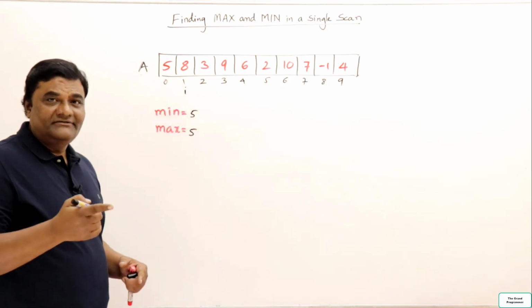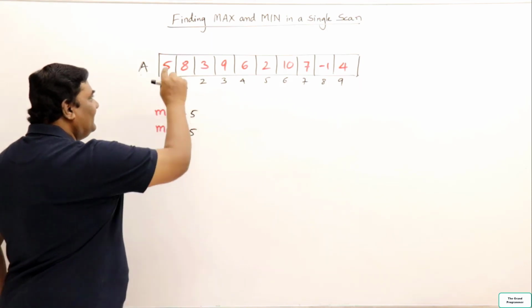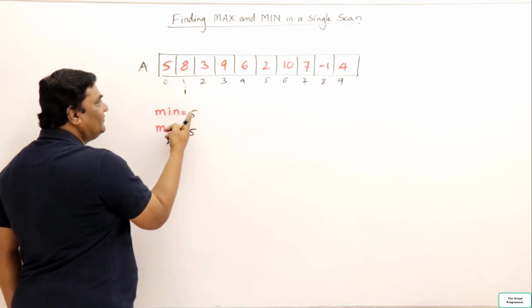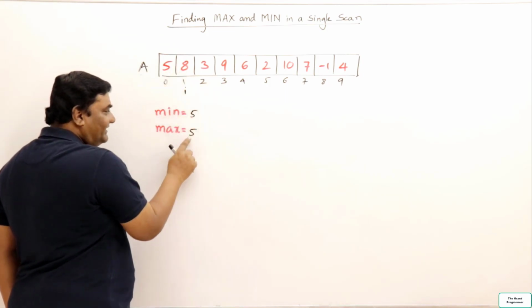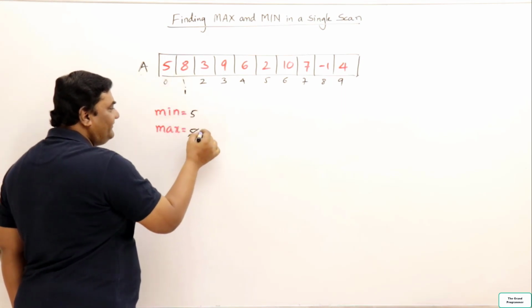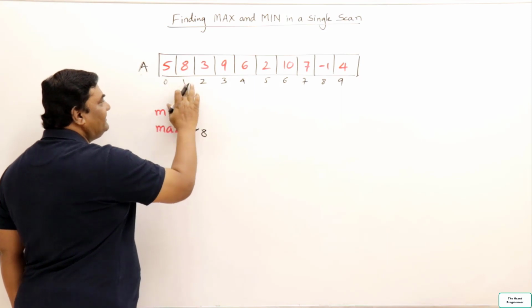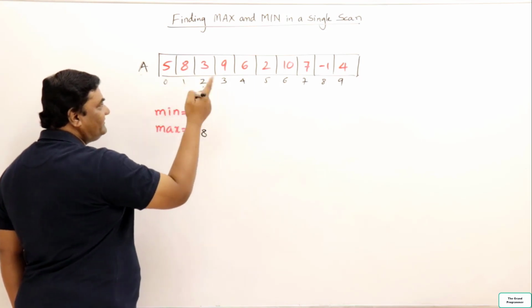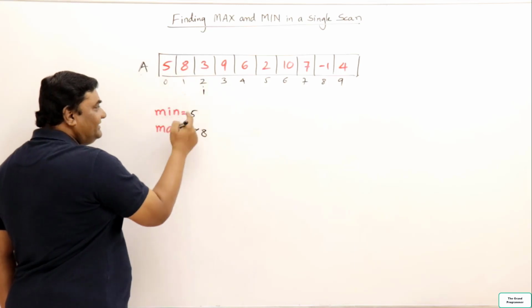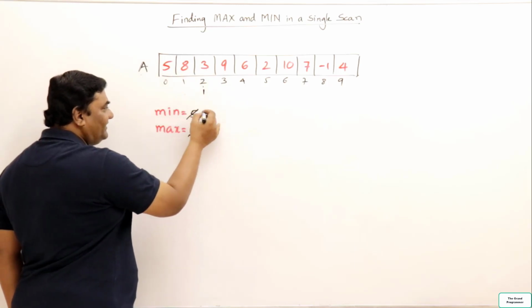Now every time I will check: is it smaller than min? 8 is not less than 5. Okay, then check, is it greater than max? Yes, it is greater than max. 8 is greater than max, so modify max to 8. Then go to the next element. Now watch this step carefully. Check this element. Is it less than min? Yes, it is less than min, so modify min.